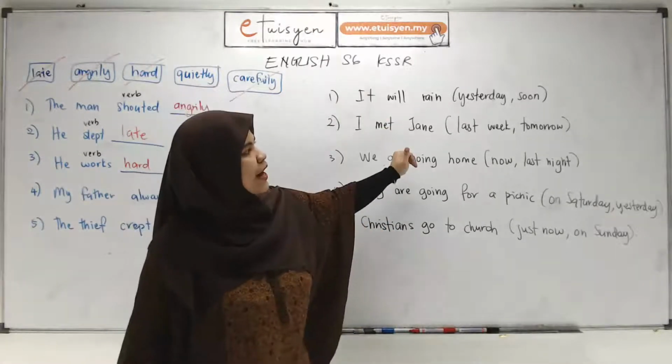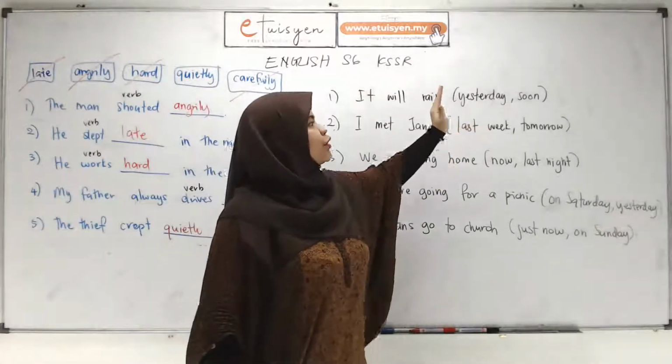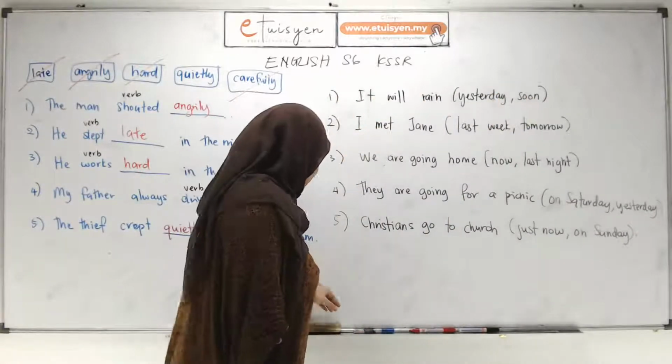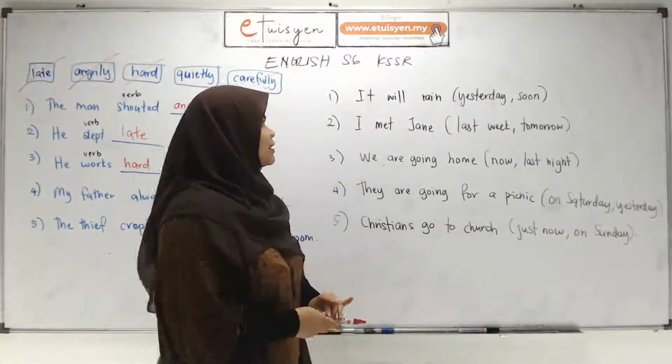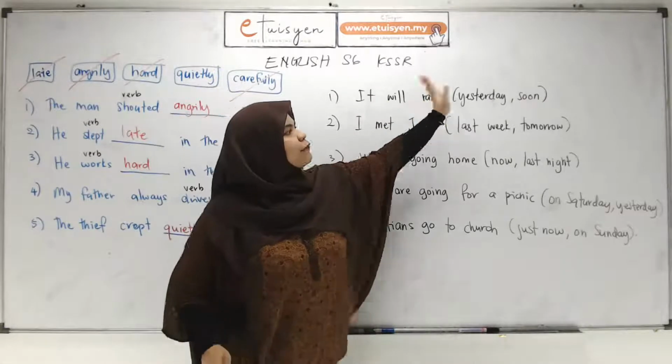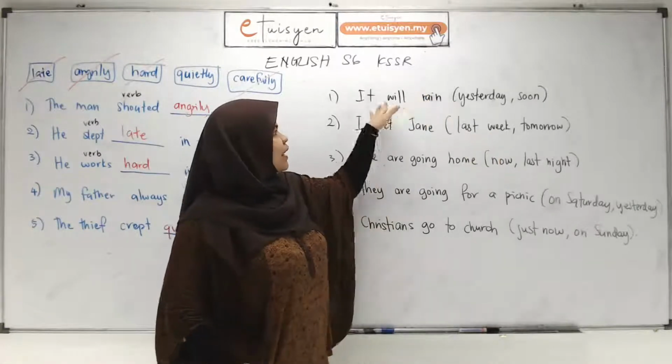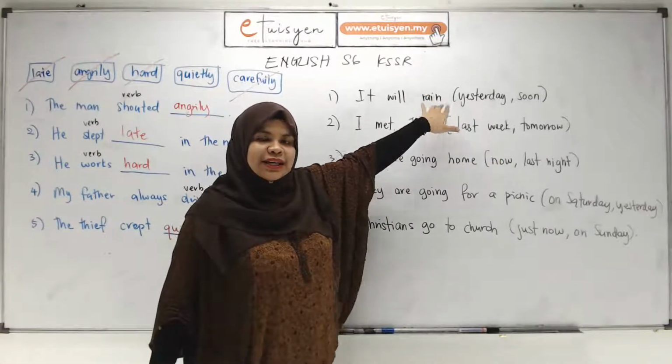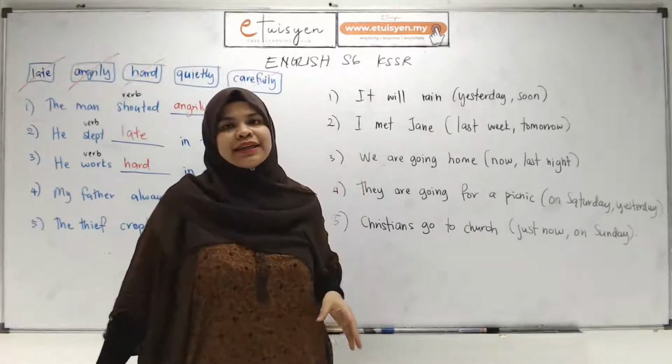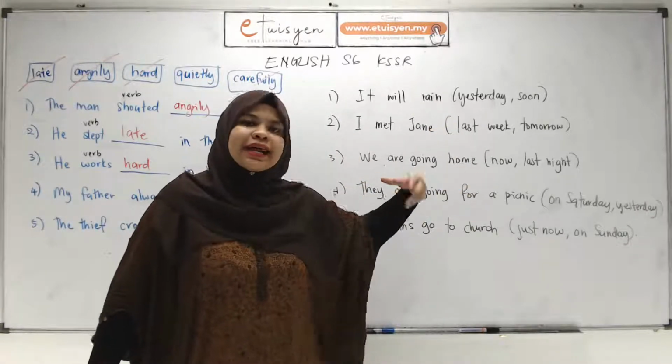It will rain yesterday or soon. So tengok dekat sentence dia. It will rain. So if we remove that adverb, it will rain. So this is actually, the rain has not started yet. It will rain. Akan rain.